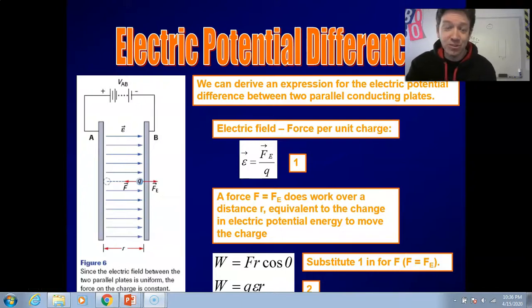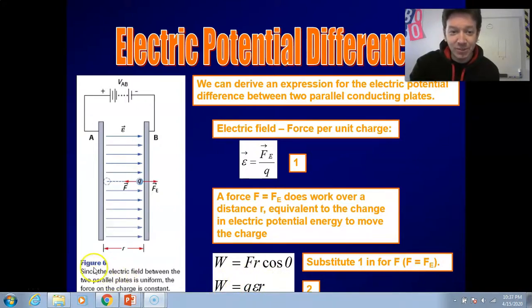In this case, the force you apply and the displacement are parallel, in the same direction, so you have an angle of 0. Cos of 0 is 1, which is what I have down here. Then you have the force that you applied times the displacement, but in this case I'm writing the displacement as r, because that's the separation between the plates. That's how far we're moving the charge. And we also know the force that you apply, F, must be equal to the electric force, Fe. We can calculate that from what we learned yesterday. The electric force equals Q times the electric field strength, epsilon. So here we have an equation for work done.